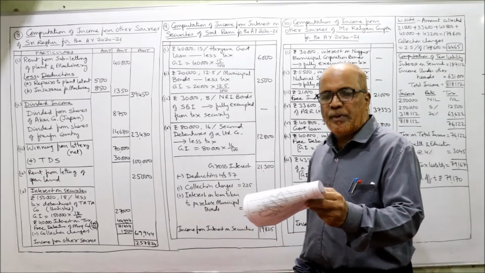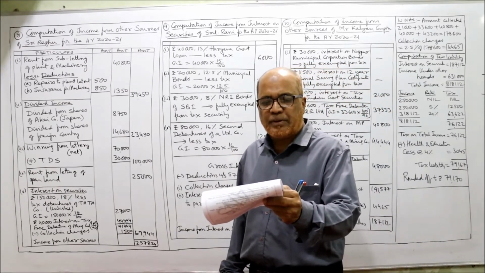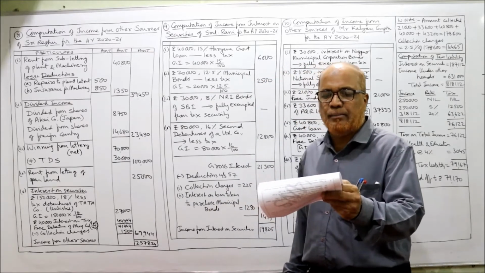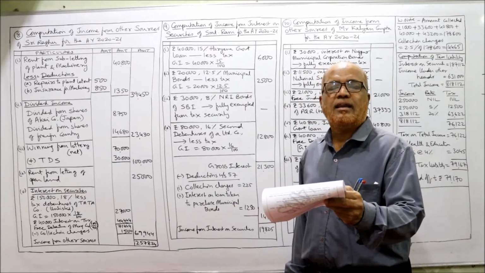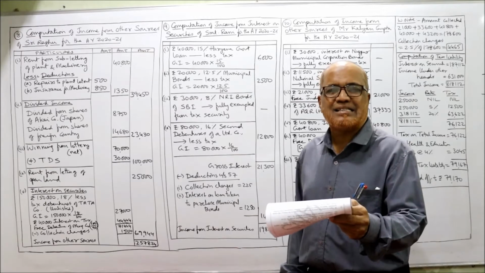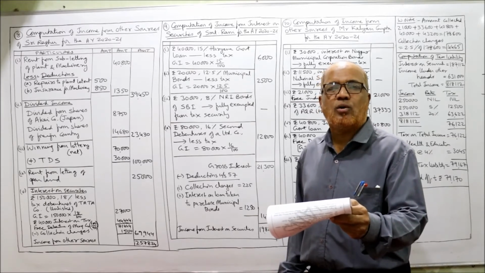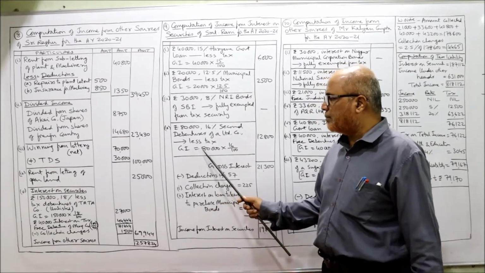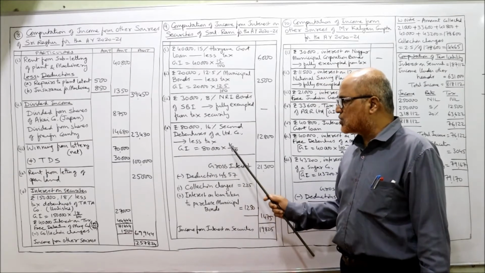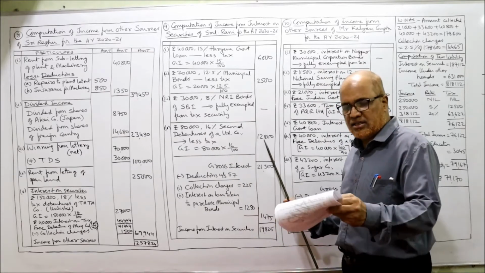Next one is rupees 80,000, 16% second debentures of a limited company. Again, nothing is given, so it's less tax. So one step, GI is equal to face value into rate by 100. 80,000 into 16 by 100, 12,800.